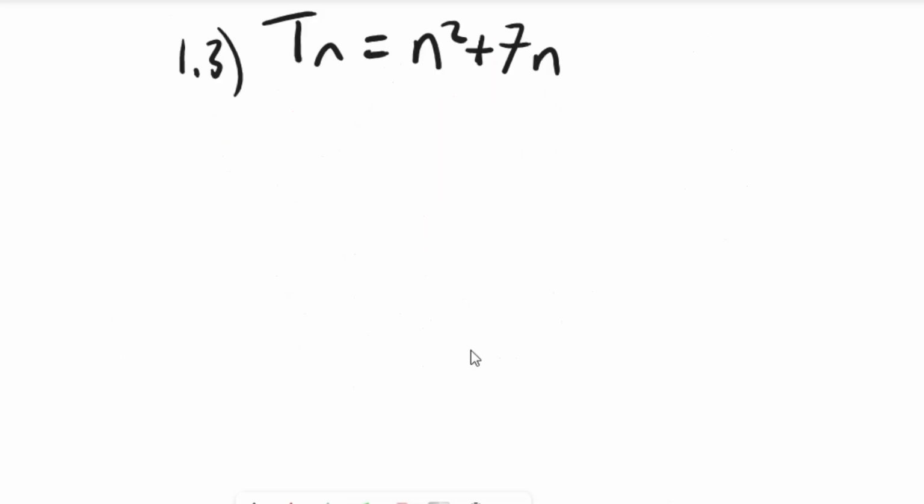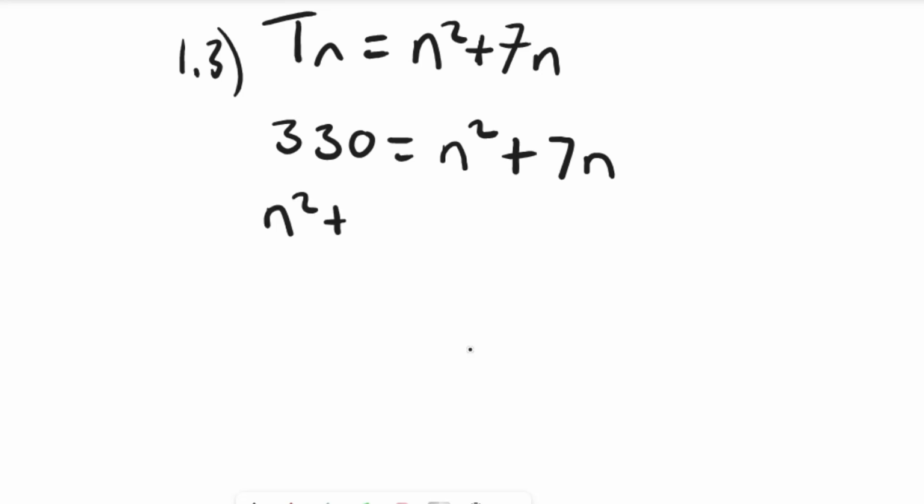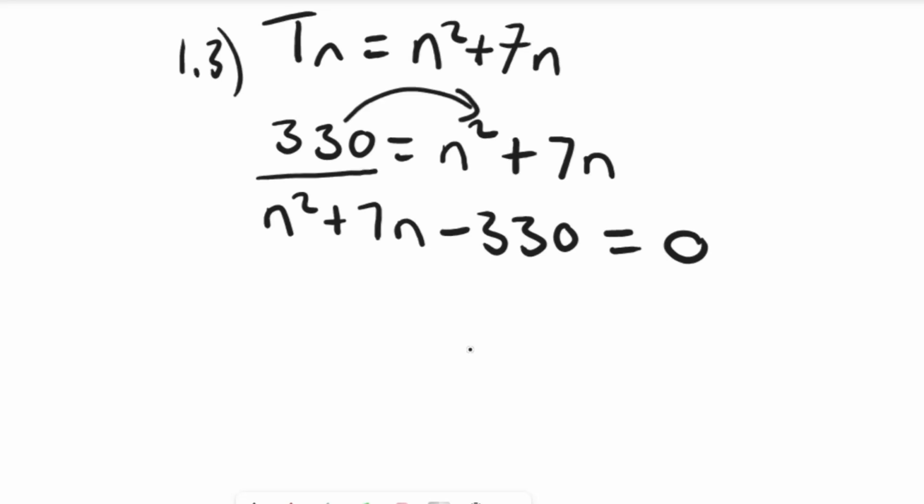So we write 330 equals to our a is 1 n squared plus b is 7n, and then plus c, that is just 0. After writing it like this, we just solve the quadratic equation that we are dealing with now, because it's what we are facing. So we just say n squared plus 7n minus 330. This will be equal to 0. I took the 330 to the other side.